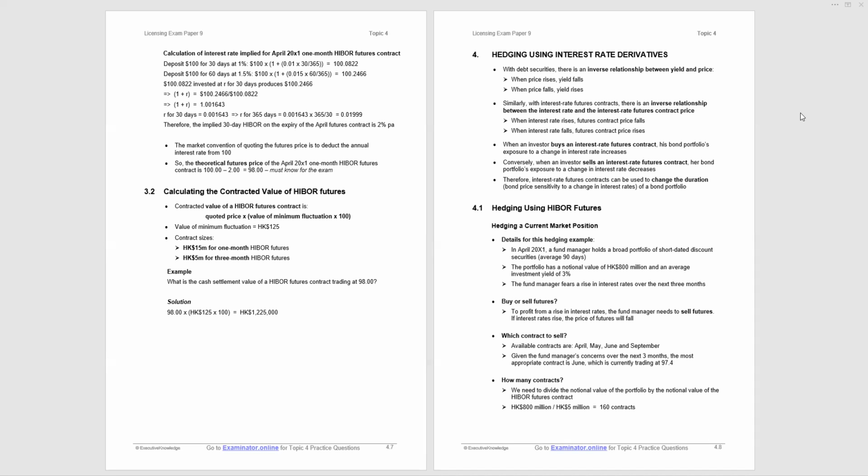Now, pricing convention, extremely important. Market convention quoting futures prices is to deduct the annual interest from 100. So the price of an interest rate future is not 2%. It would be 98. How do we get that? We take the 100 minus the 2. You must know that for the exam.